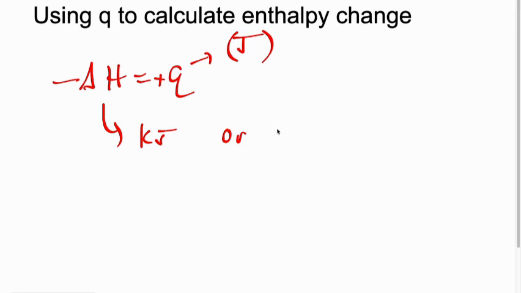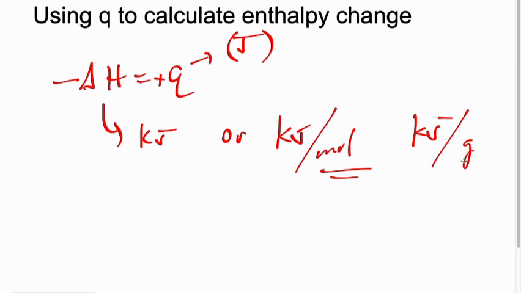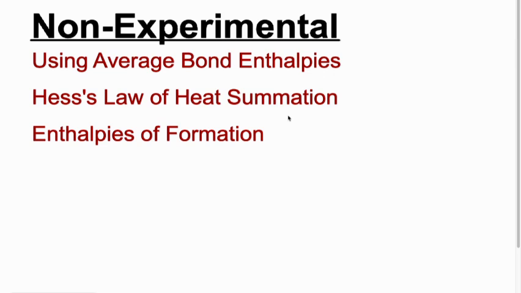Now you can also express that in kilojoules per mole. So how do we do that? Well, I would need to have some way of finding moles. If they've given me the mass of something, you can also express it as kilojoules per gram. If you're finding the amount of energy in, let's say, a chip or something, you can find its mass, and so on and so forth.